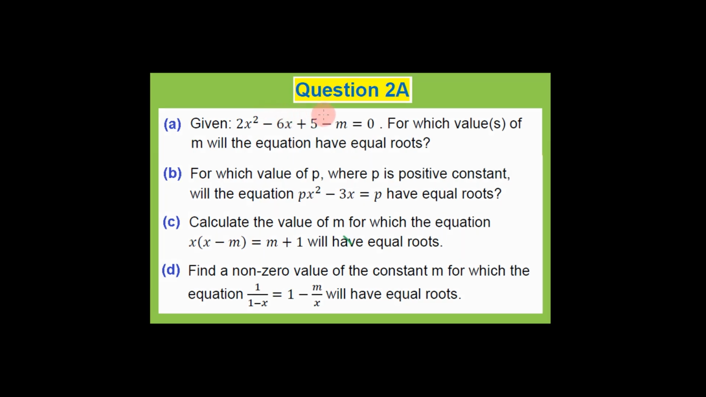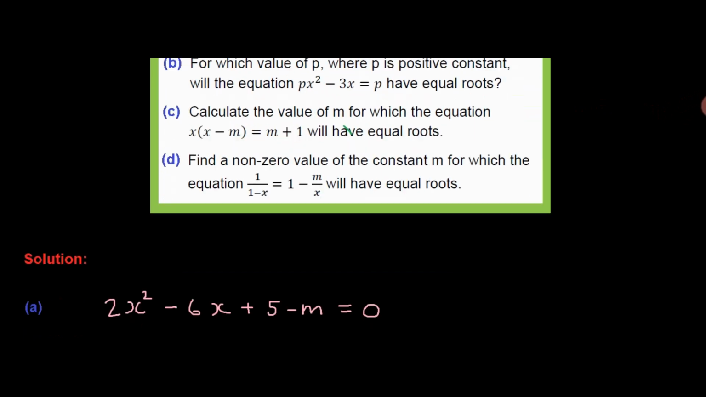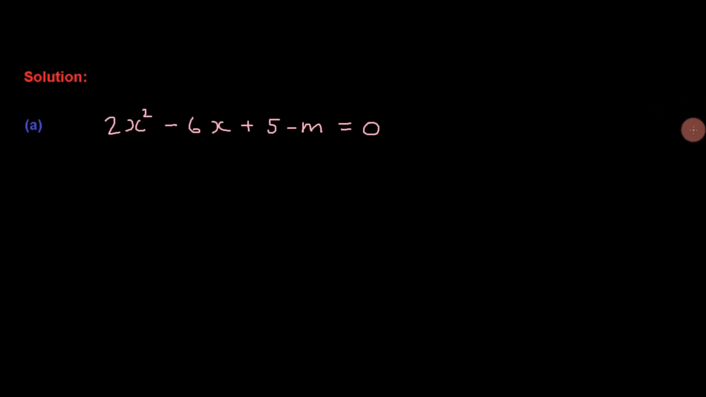So let's look at your answers to this question. In the first one it says, given this equation, for which values of m will the equation have equal roots? Now, this equation is already in standard quadratic form, so we can write down the values of a, b, and c. So a is the x squared coefficient, which is 2. B is the x coefficient, which is negative 6. And c is the constant, which is 5 minus m.